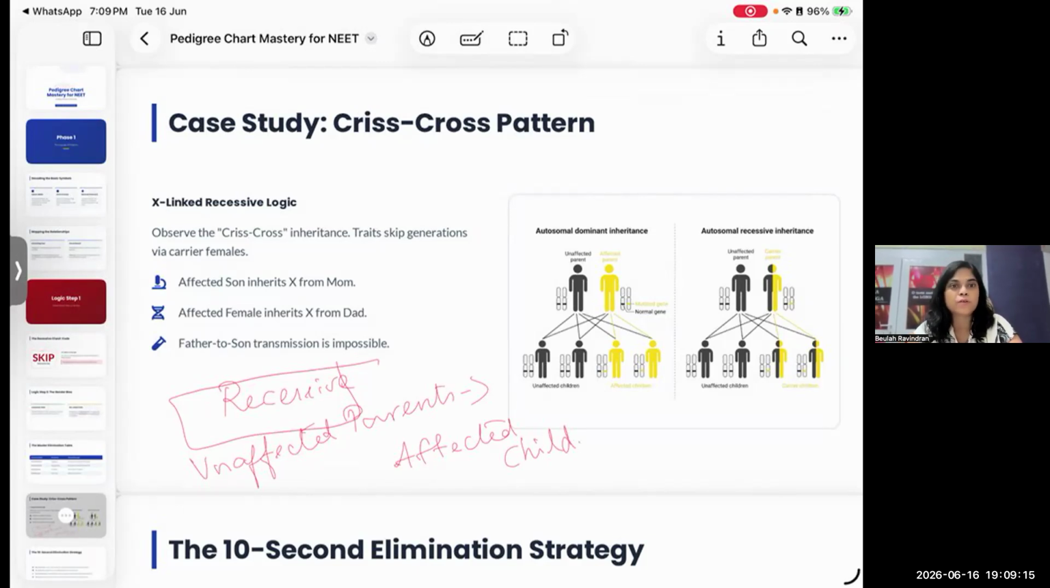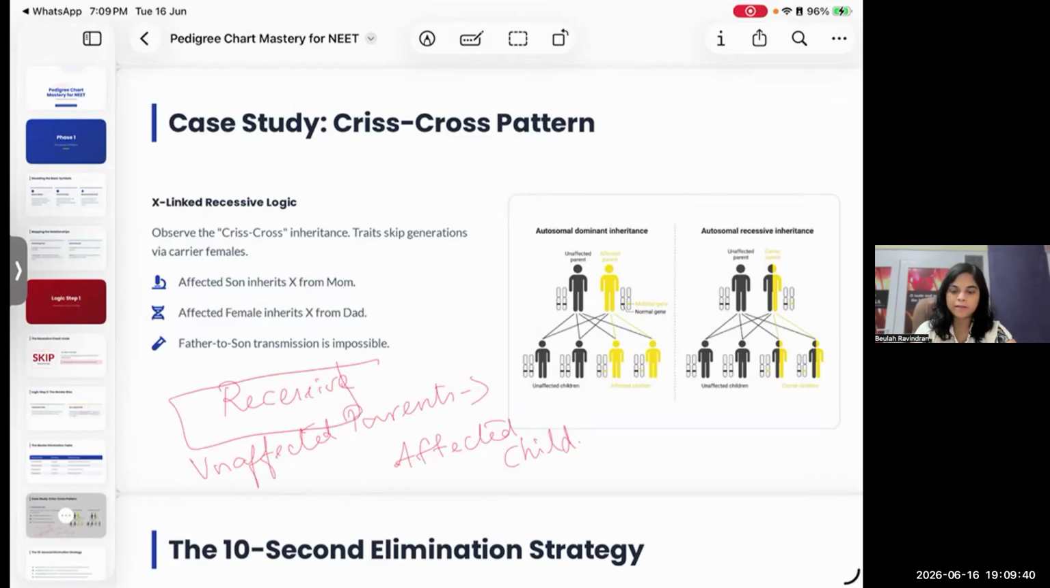Then, suppose once you know if it is dominant or recessive, how do you know if it's on the X chromosome or an autosome? Look at the gender bias. If the disease is attacking males and females equally, it is autosomal. If there is a massive bias, like mostly males are suffering, it is likely X-linked recessive. But don't guess. Use my foolproof cross checks.